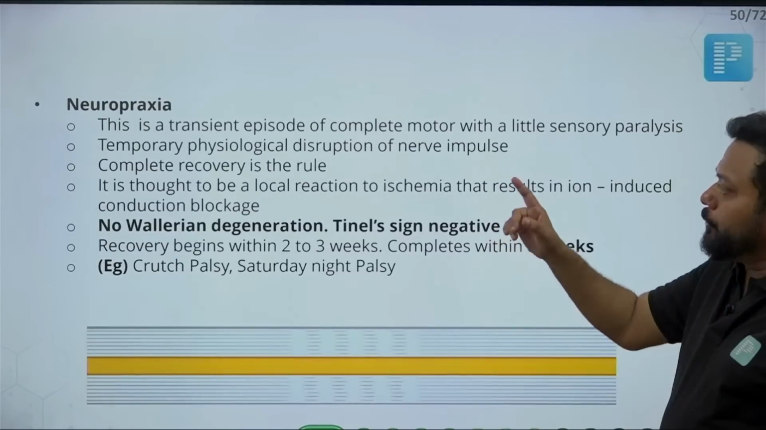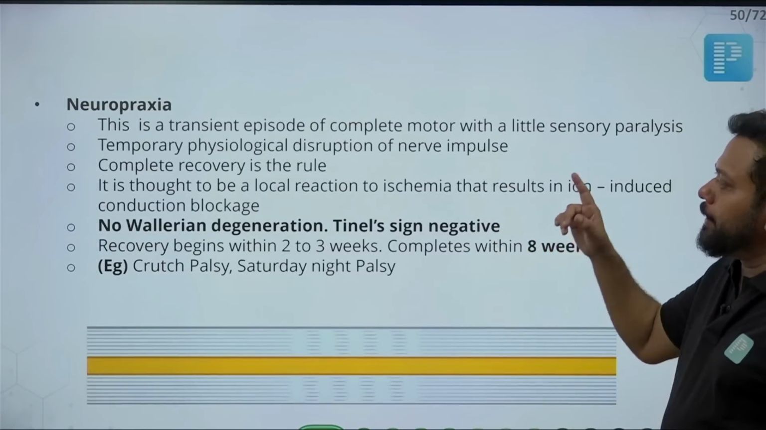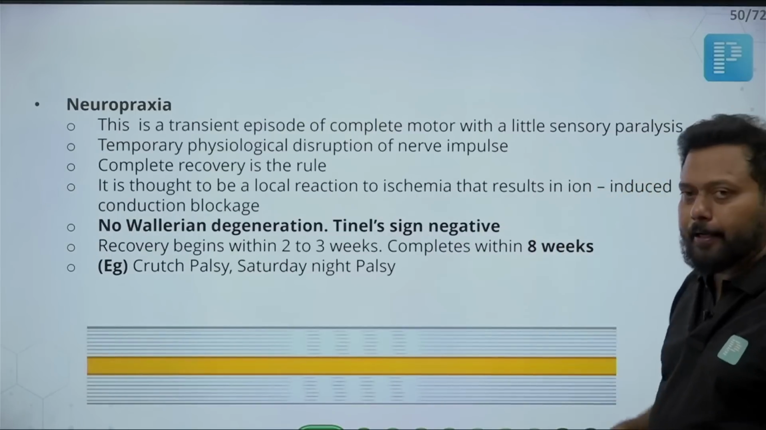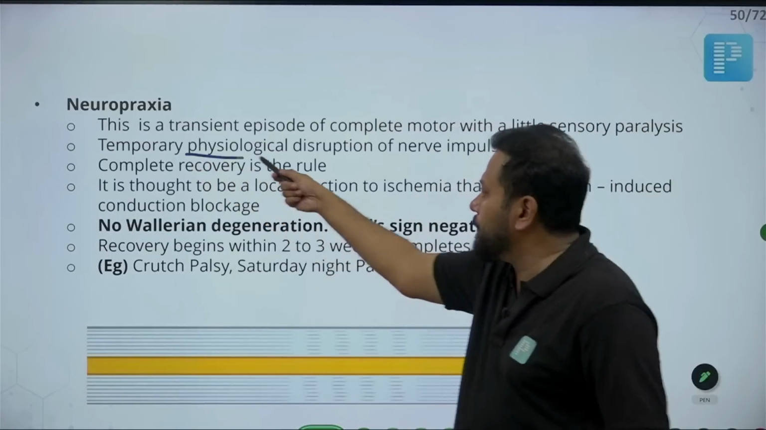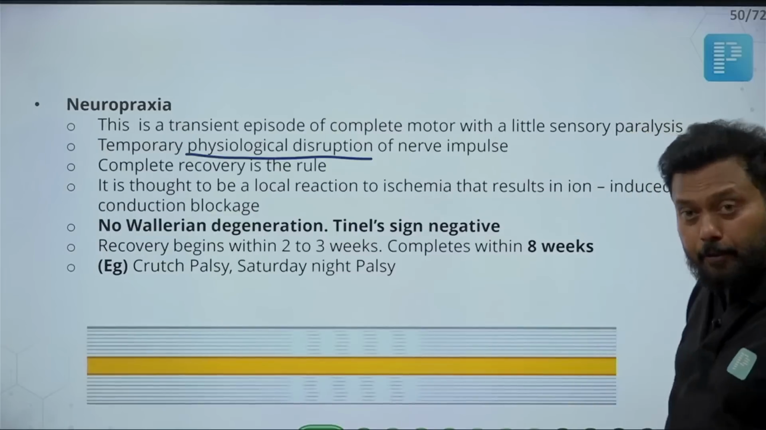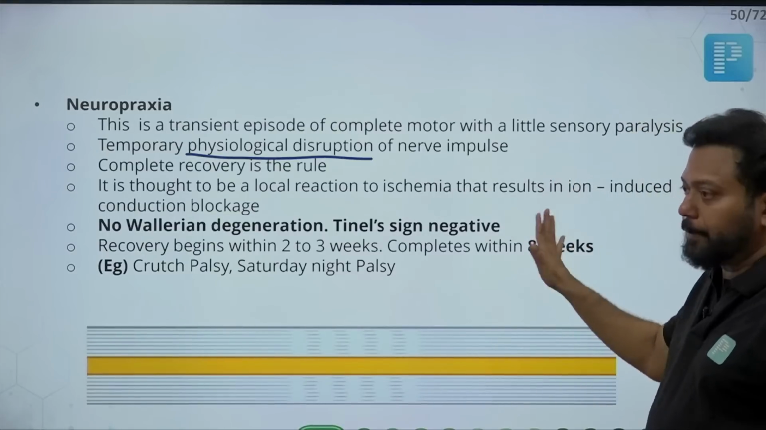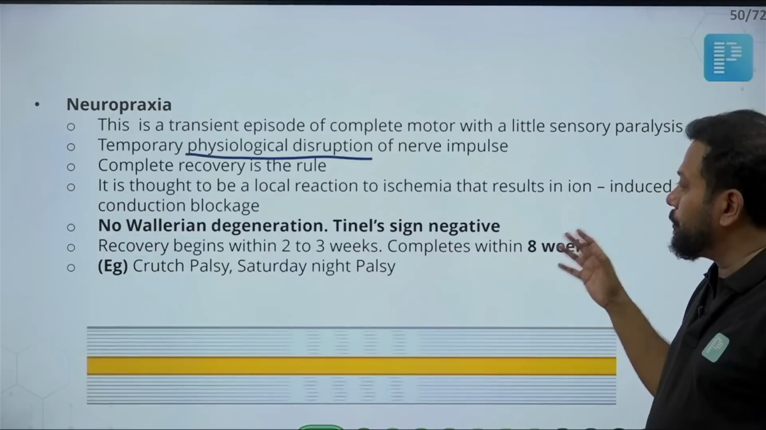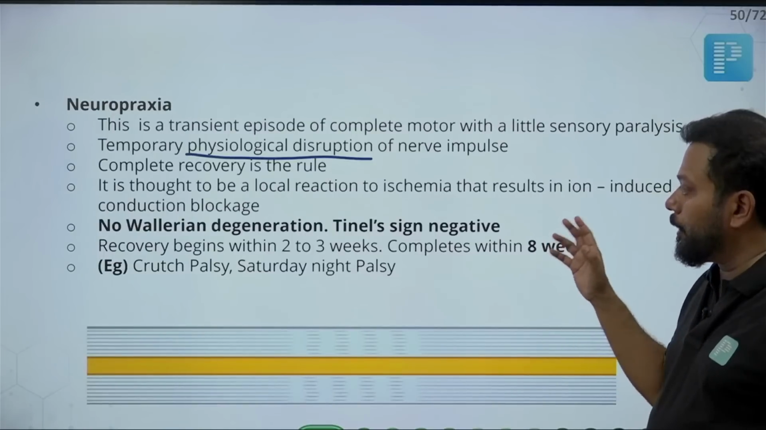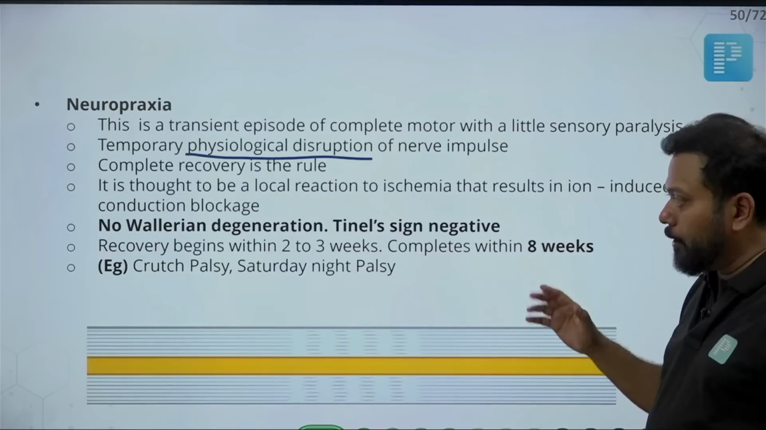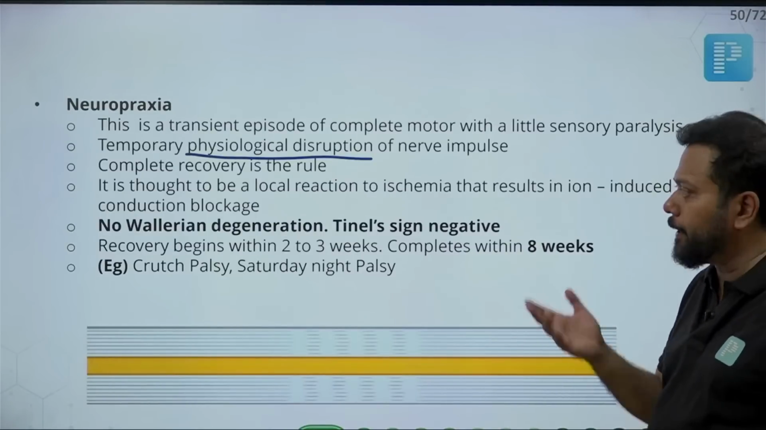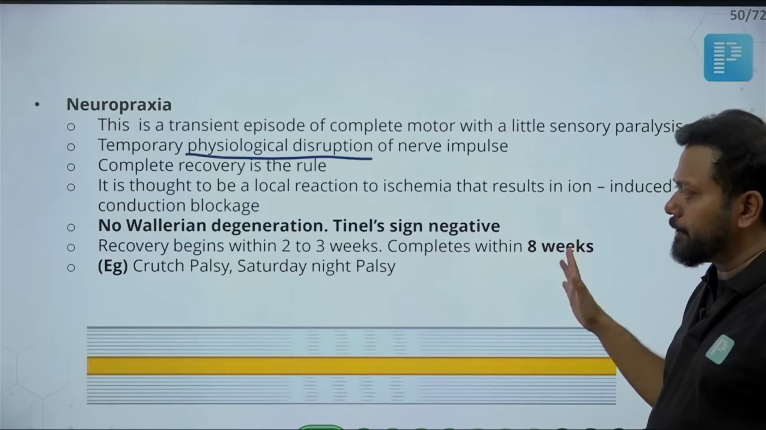Neuropraxia is a transient episode of complete motor with little sensory paralysis. Temporary physiological disruption. There is no anatomical disruption, only physiological disruption of nerve impulse. Complete recovery is the rule. It is thought to be a local reaction to ischemia that results in a conduction block. No Wallerian degeneration, because there is no anatomical damage. How can you expect Wallerian degeneration? Tinel sign is negative.